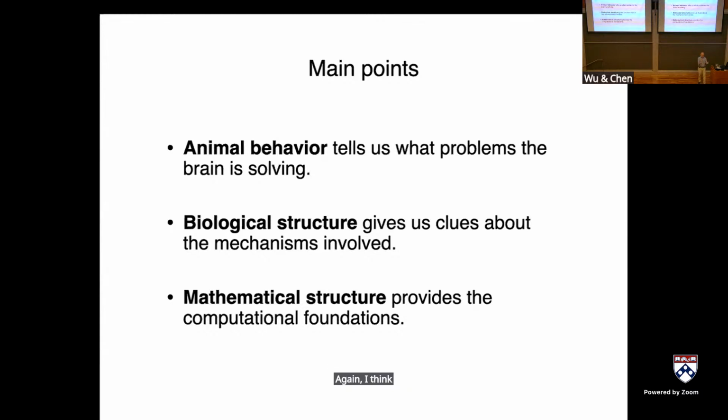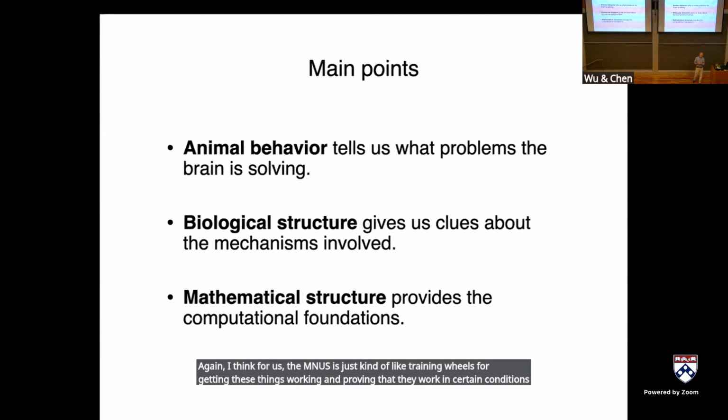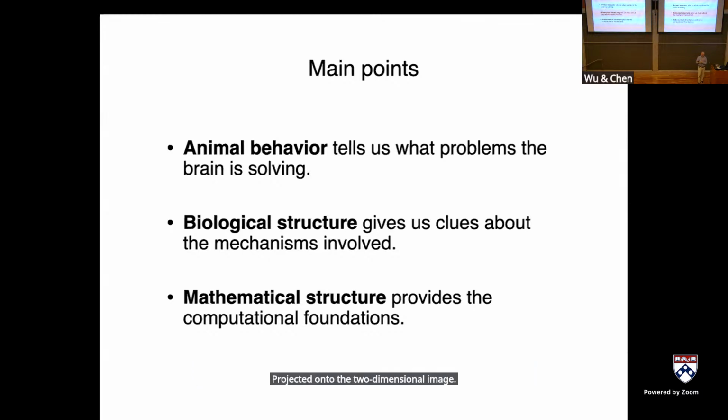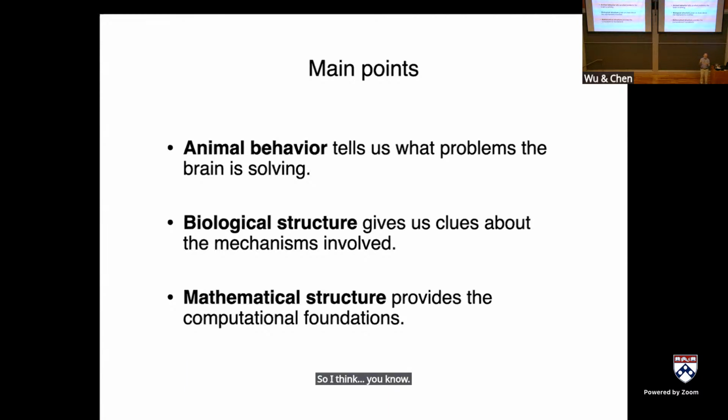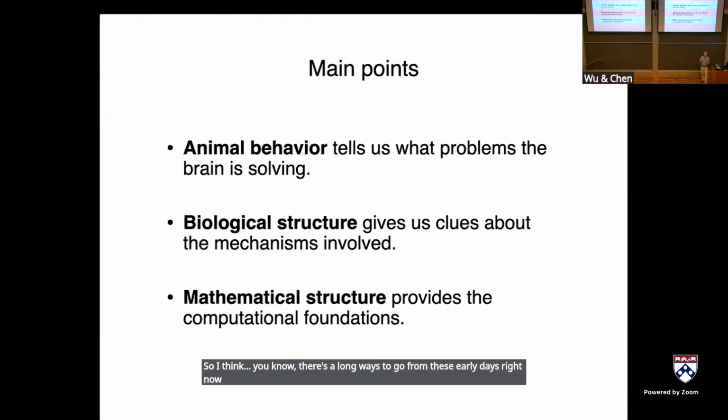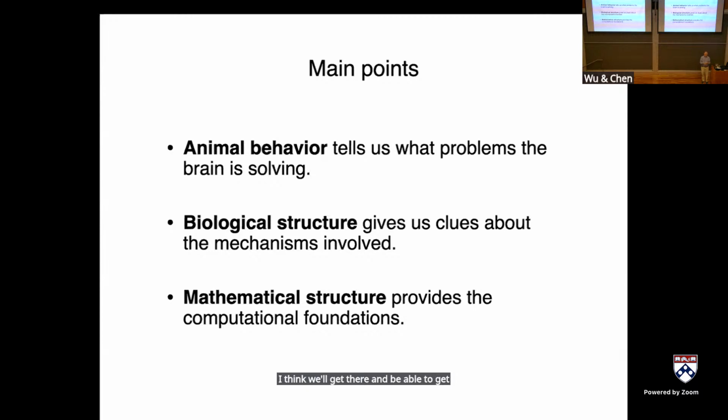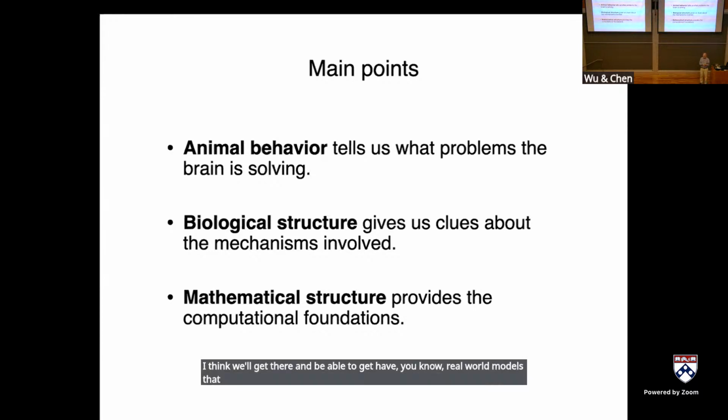Again, I think for us, MNIST is just kind of like training wheels for getting these things working and proving that they work in certain conditions. But the real world would be dealing with real images of the world, right? Of a three-dimensional object projected onto a two-dimensional image, from a real camera, but also maybe from a foveated imaging system, not just a rectangular sampled array. So I think there's a long way to go from these early days of testing these models on simple test cases to getting them to work on more complex stimuli. But I'm very hopeful. I think we'll get there and be able to have real world models. I mean, ultimately, we want to explain biology, right? So we have to do that to make it more realistic.